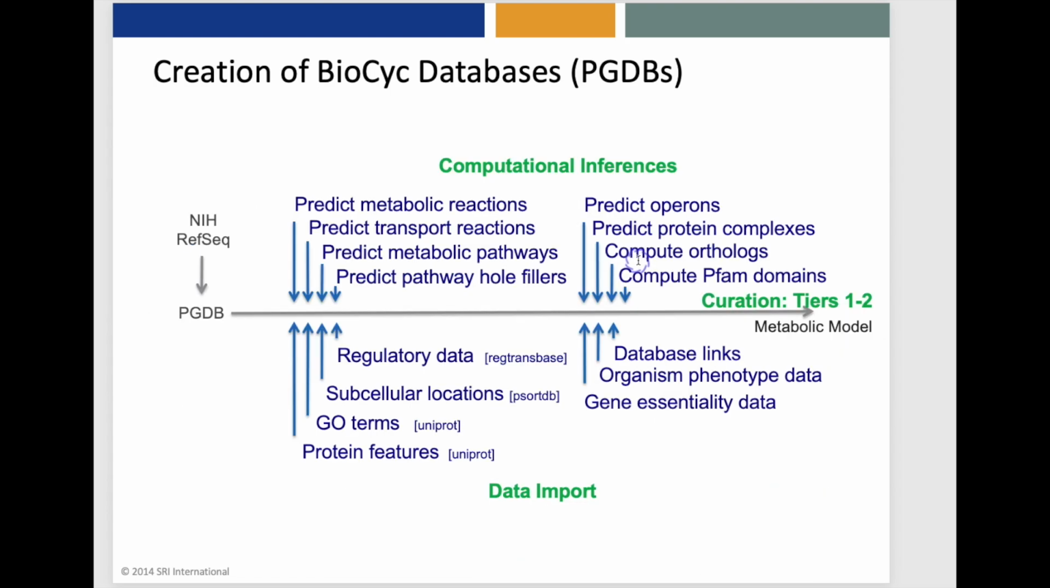Here's the procedure that we follow when we create a new BioCyc database. We obtain the genome for that organism from the NIH RefSeq database. We do not reannotate the genome. Instead, we perform a set of computational inferences, data imports, and for selected genomes, we perform curation. The computational inferences include inference of metabolic and transport reactions, prediction of metabolic pathways, predictions of operons and protein complexes, and computing orthologs with other BioCyc databases. Data import operations include importing of GoTerms and protein feature data from UniProt.